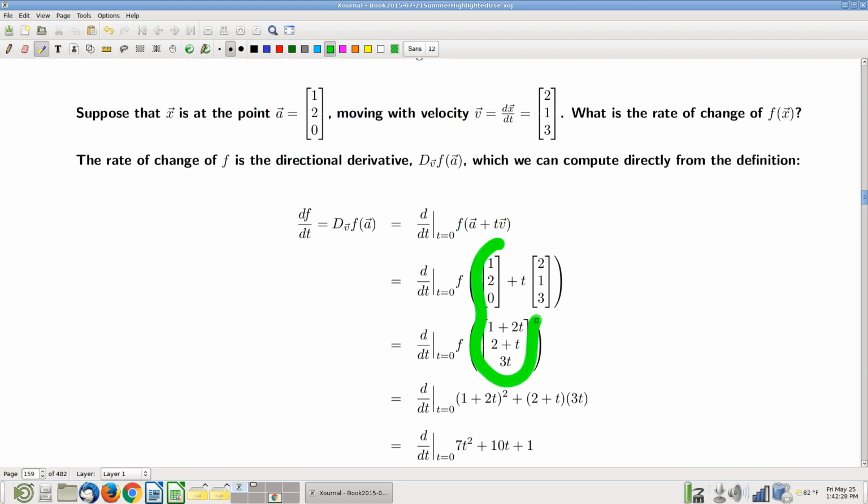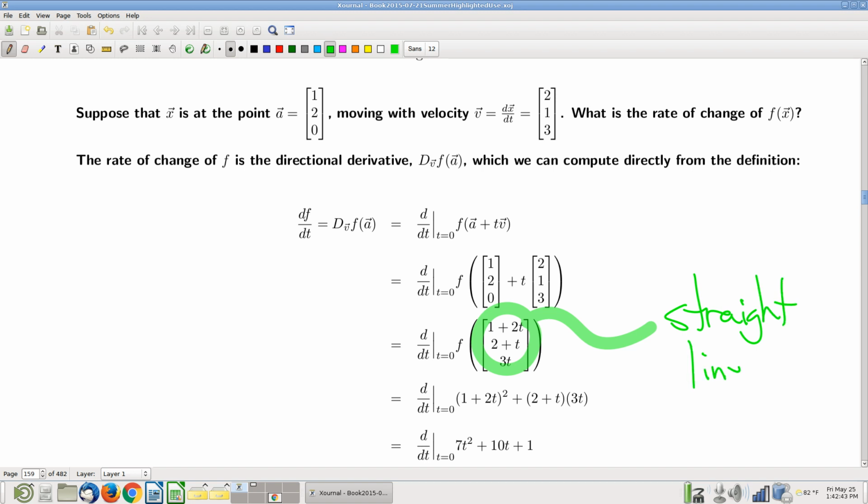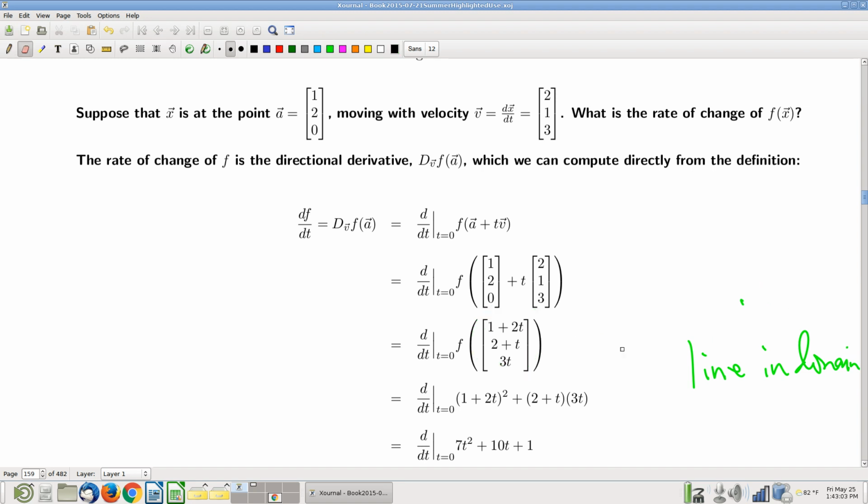Right? Let's combine that into a single vector. So this is my parametric curve in the domain. This is my straight line in the domain, you might say. And you can check for yourself that this is a straight line in the domain, that when t equals 0 it puts you at that point, and that when t equals 0 it has velocity equal to that. So this is literally our sort of model line in the domain. Now, what do we do with our model line in the domain? Well, we plug it into the function. So we plug into f.